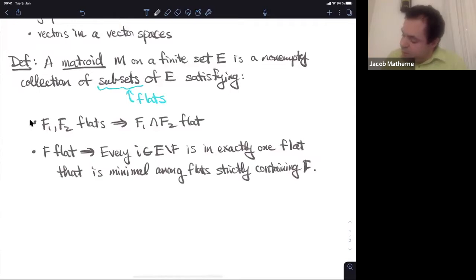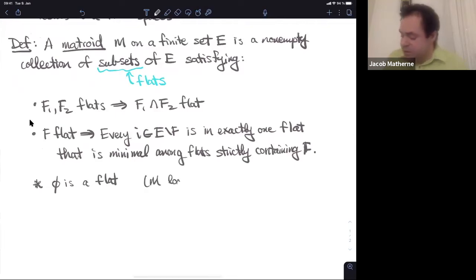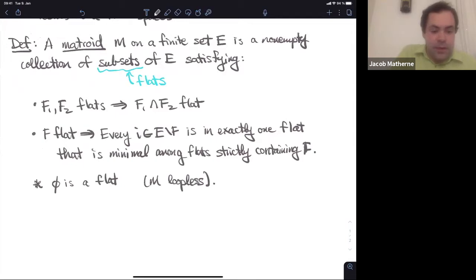Okay, so this is what a matroid is, but I'm also going to assume one more thing. I'm going to assume that the empty set is a flat, the empty subset. This means that M is a loopless matroid. This is just something I need for convenience. I don't really need it, but it's nice. Okay, so here's the definition. It's okay if this doesn't mean anything to you. I'm going to do some examples, okay?